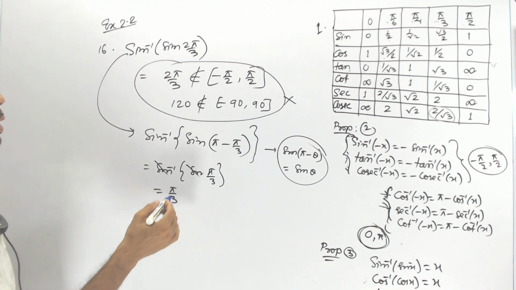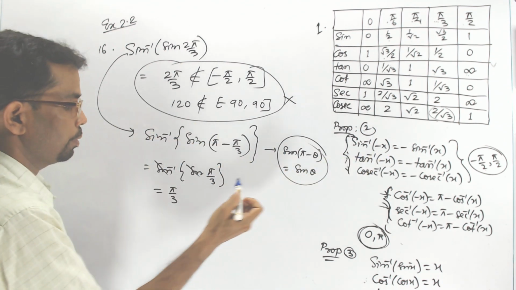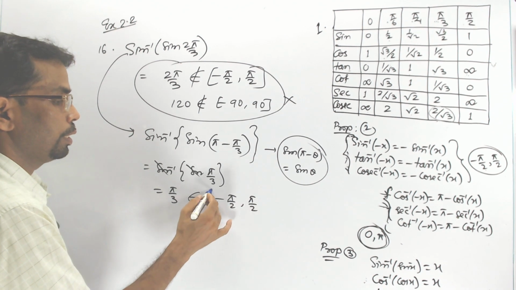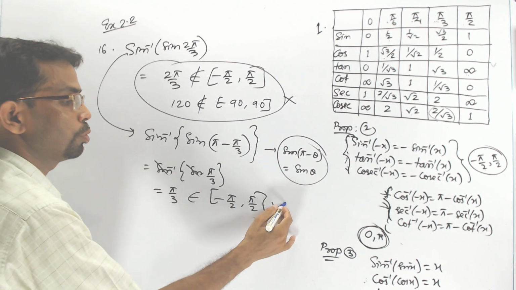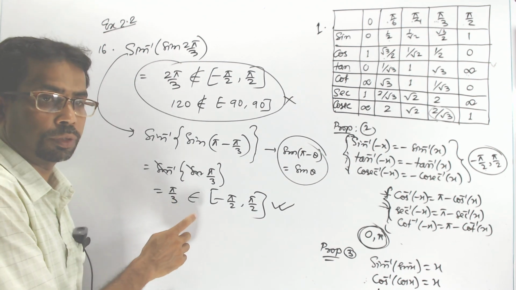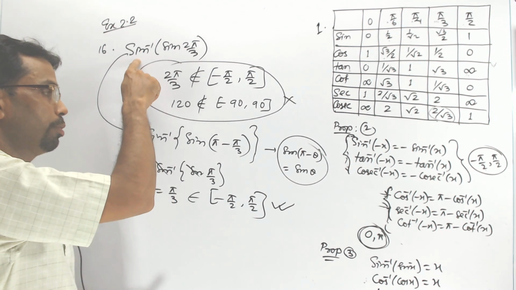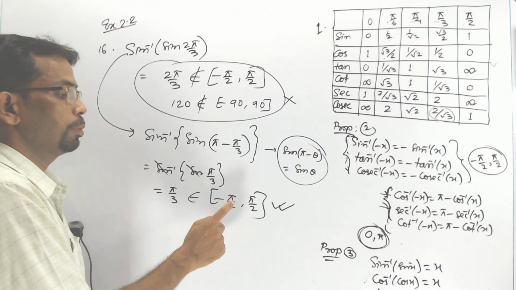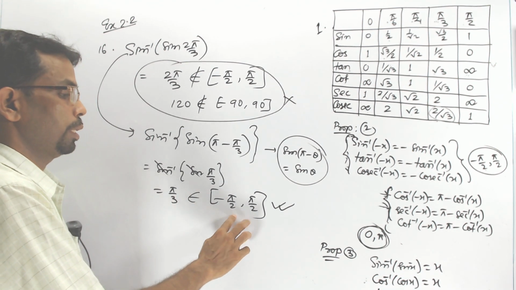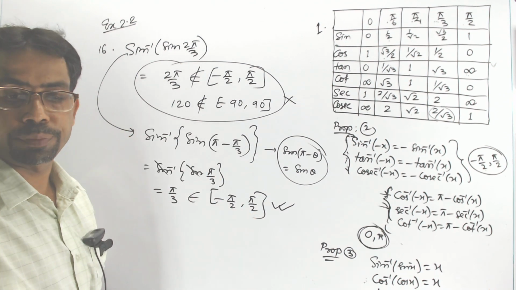And this value, is it lying in the range? Sin inverse range is minus pi by 2 to plus pi by 2. Now this value is lying in the range. So this solution is correct. So this is the complete solution. This solution is correct because the value of sin inverse that you have got must be in the range, and it is lying. Pi by 3 is 60, so it is lying between minus 90 to plus 90. This is correct.